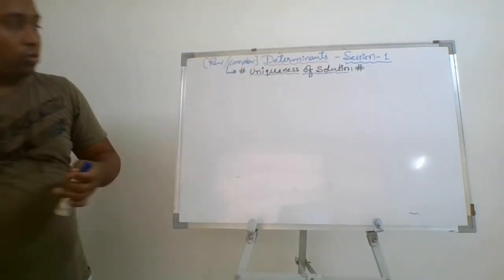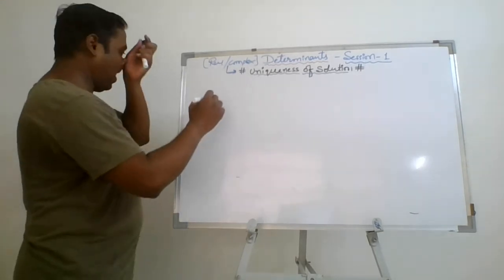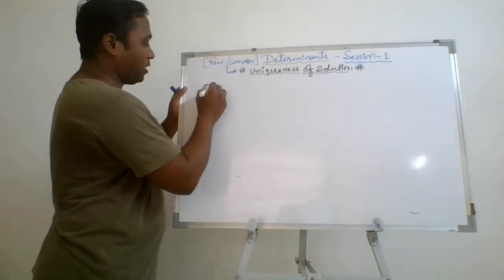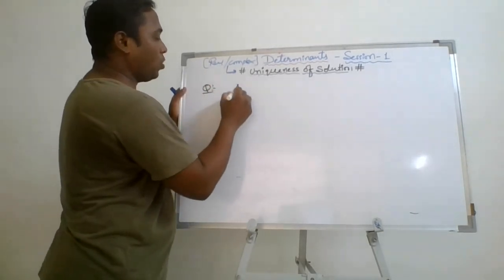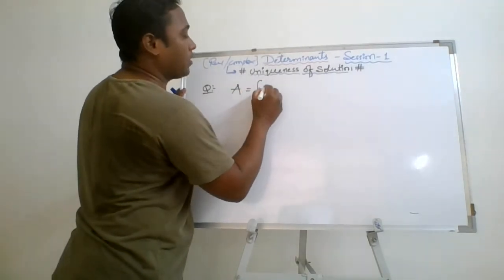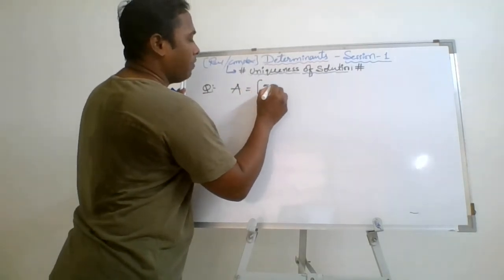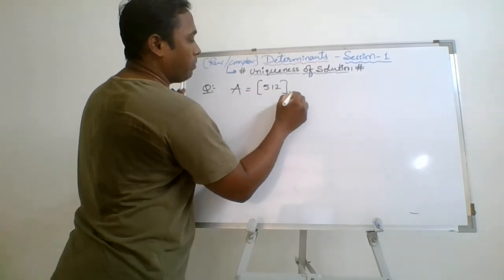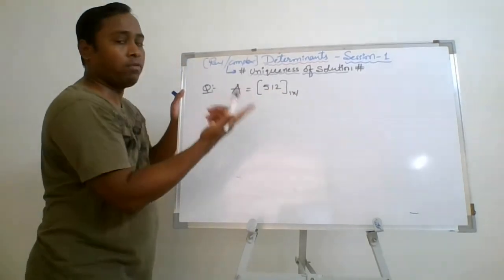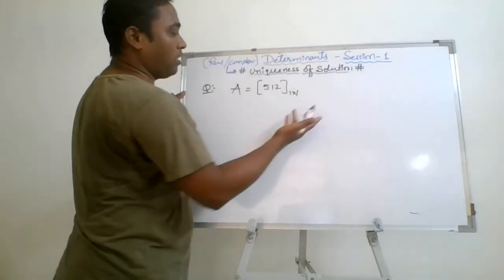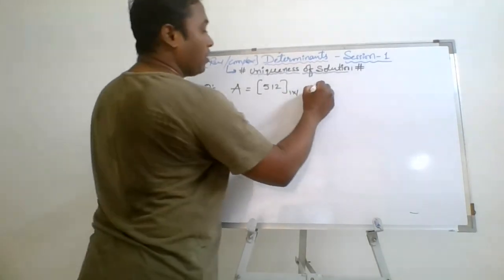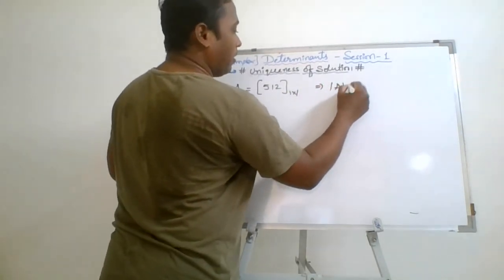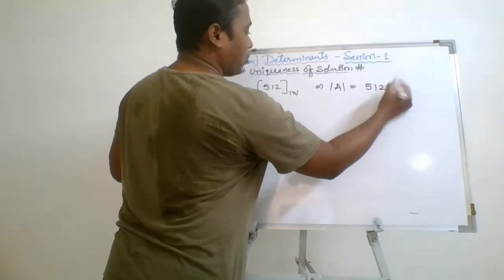So it's so simple to calculate. If I ask the question, find the determinant of the square matrix having the element 512, that is a 1 by 1 matrix, so simply it has only one element. So definitely the determinant is also the same element. So the determinant of this element will be 512.